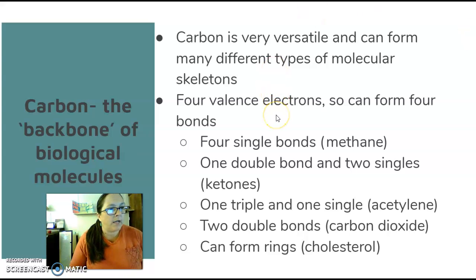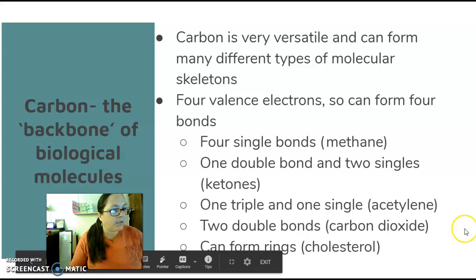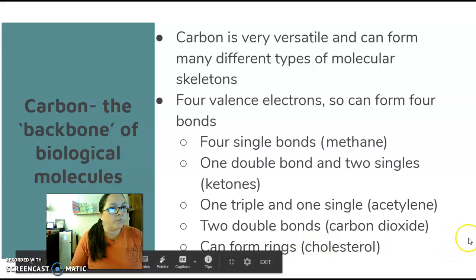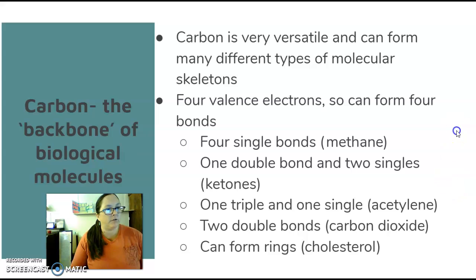Alright, so carbon has 4 valence electrons, so it can form 4 bonds, and it can have 4 single bonds like in methane, 1 double bond and 2 singles, as we find in ketones, or 1 triple bond and 1 single bond. It can form 2 double bonds like in carbon dioxide, and it can form rings, and we'll see that in cholesterol. So carbon is very versatile.